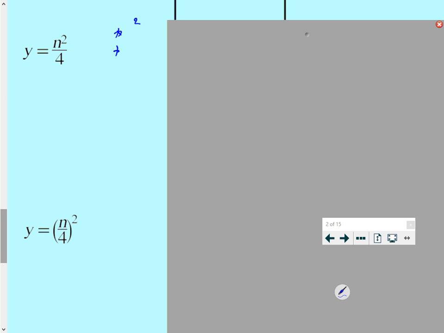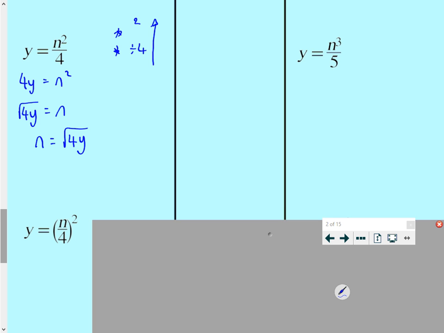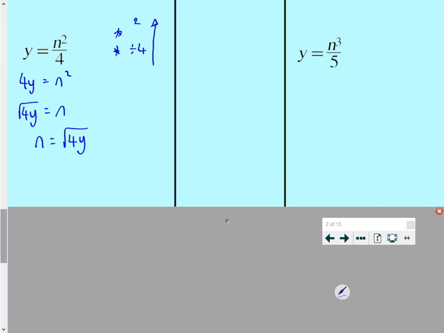Here I'm squaring first, and then I am dividing by 4. So working backwards, I'm going to times by 4 on both sides, and then I'm going to square root. So n is going to be the square root of 4y. One for you to try. Again, press pause, take as long as you need. So here I'm cubing, and then I'm going to be dividing by 5. So I'm going to times both sides by 5 first, and then I will cube root both sides. So I'll be left with n is equal to the cube root of 5y.